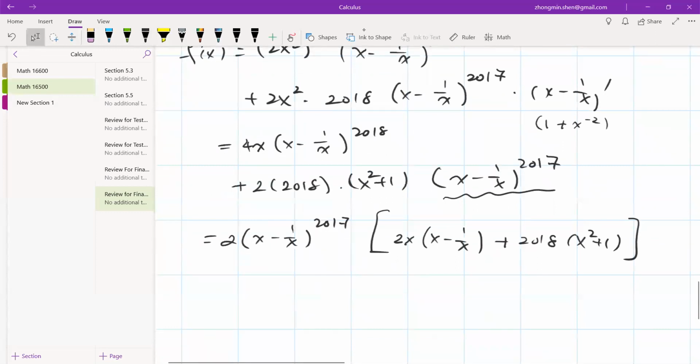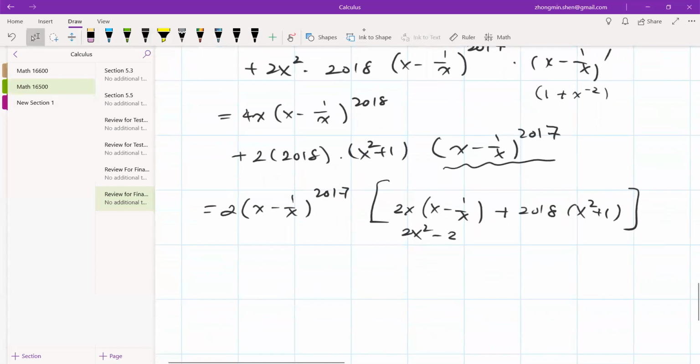All right, let's multiply this out. 2x squared minus 2. Yeah, 2x squared minus 2. So then I simplified 2x squared plus 2018 squares is 2020 x squared. And the 2018 minus 2 is 2016. Okay, so this is a big answer.